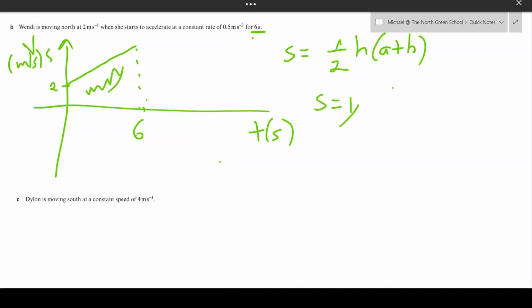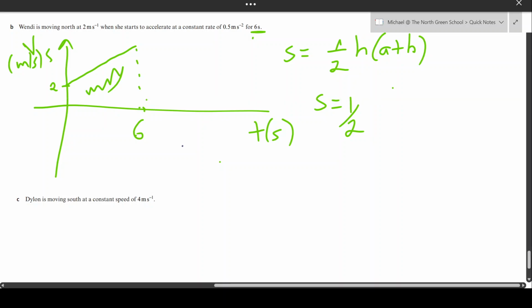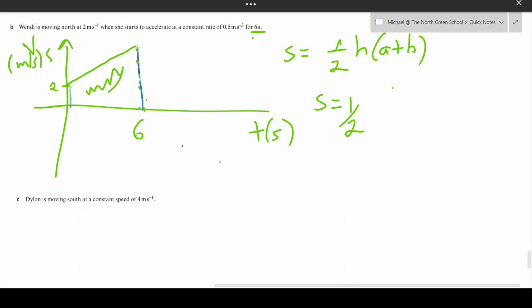So what is the height? Let's first find the parallel sides. The parallel sides will be the initial velocity and the final velocity. So 2 plus 5. And the time will be the other side, the height, because it meets both of these at right angles. So the time is the height. So a half times 6 times 2 plus 5.